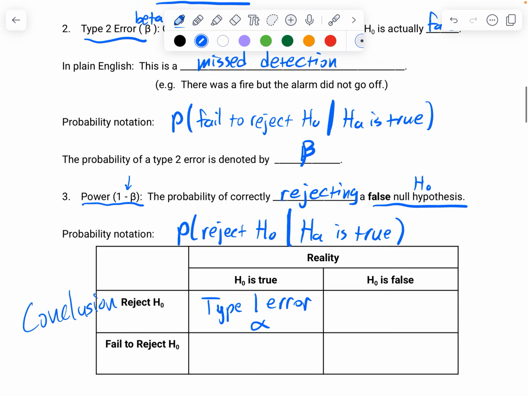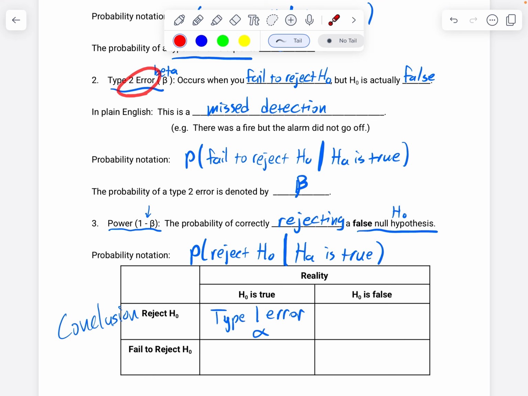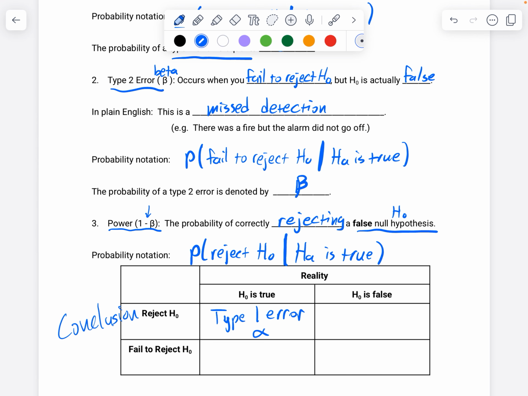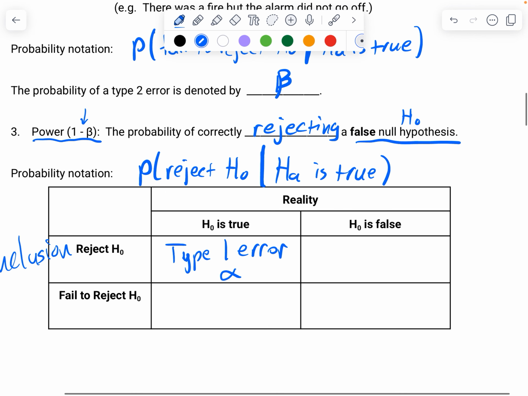Where does type 2 error go? Type 2 is when you don't reject H0, but HA is actually true. Isn't that another way of saying H0 is false? The reality is H0 is false. So I don't reject H0, so it's this box. This is a type 2 error. You'll often see this as Roman numerals instead of the number two. And this is beta.